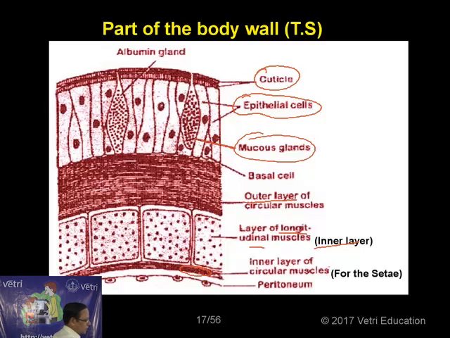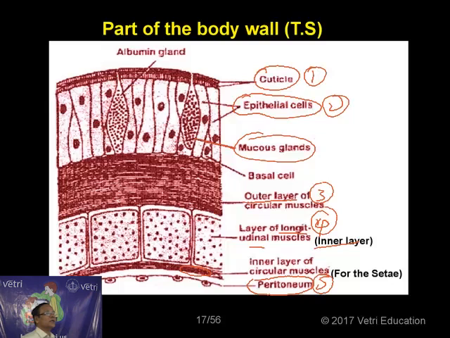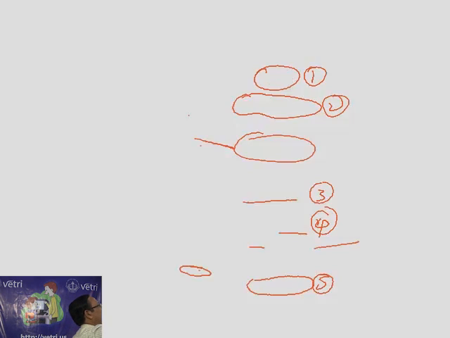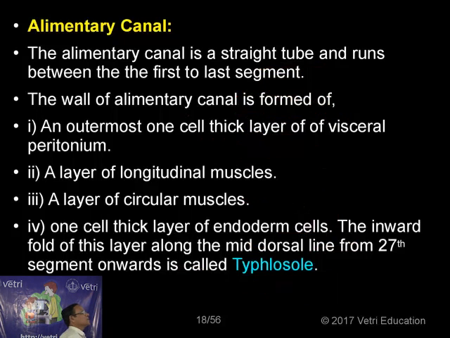Then we have the coelomic epithelium, otherwise called the peritoneum. So this is layer number 1, this is layer number 2, then the outer circular muscles, the inner longitudinal muscles, and then the peritoneum. These are all the layers of the body wall. So a clear picture is given. This is the diagrammatic one. The previous one is the actual section taken from the body, part of the body wall, transverse section or cross section.